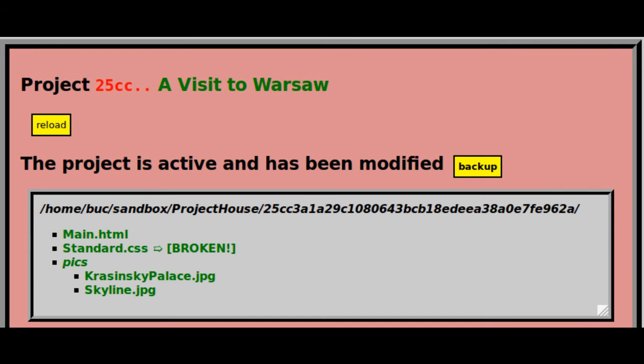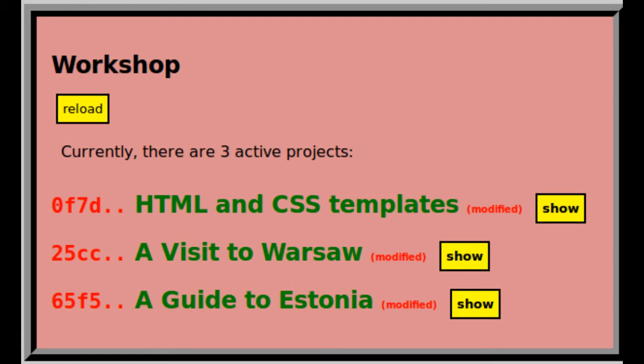The same is shown when we view a single project with a broken link, for example, the Visit to Warsaw project. Now, the standard.css item points to a broken warning. Of course, for the repair of all the broken links or improper items, it would suffice to activate the HTML and CSS templates project again. Afterwards, 3 projects are active in the workshop and the warnings disappeared.